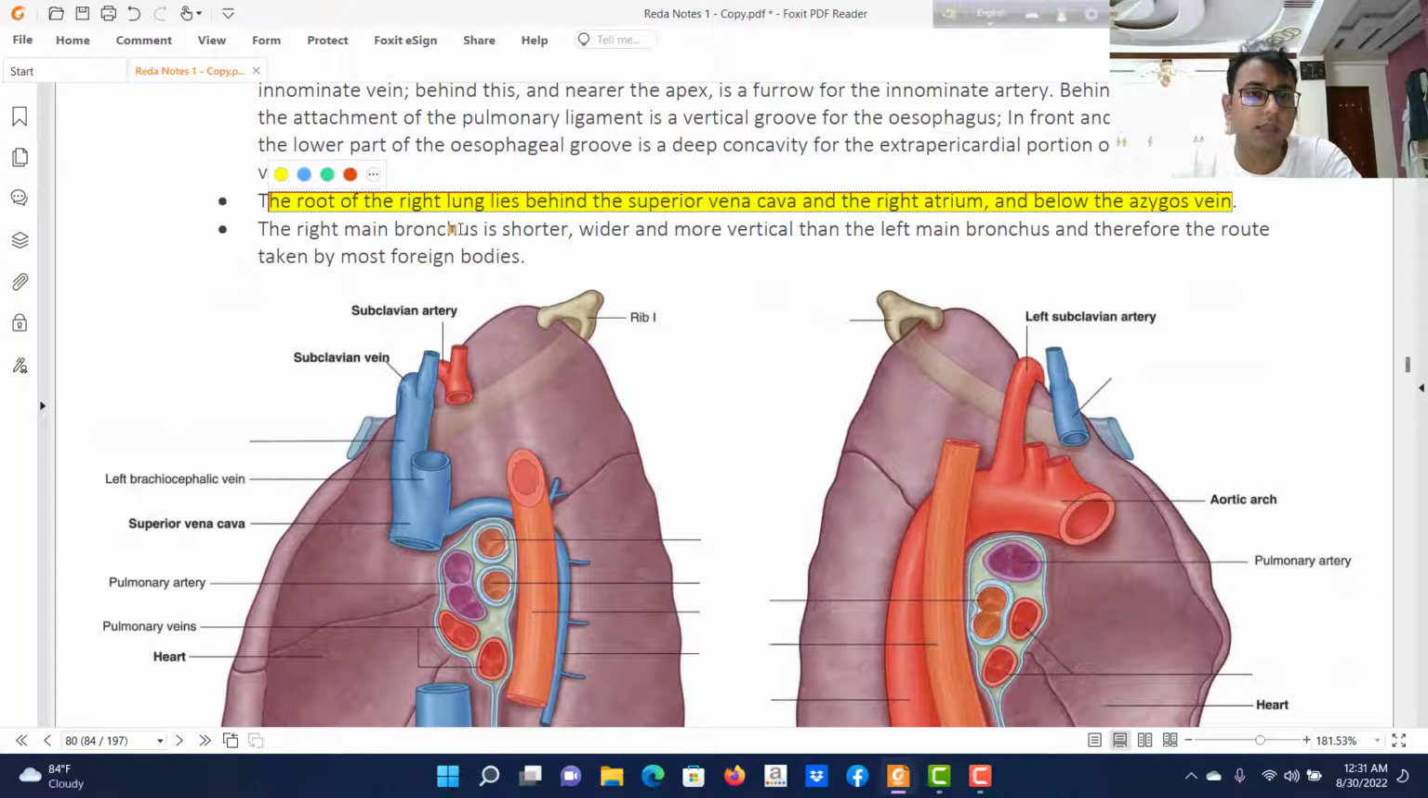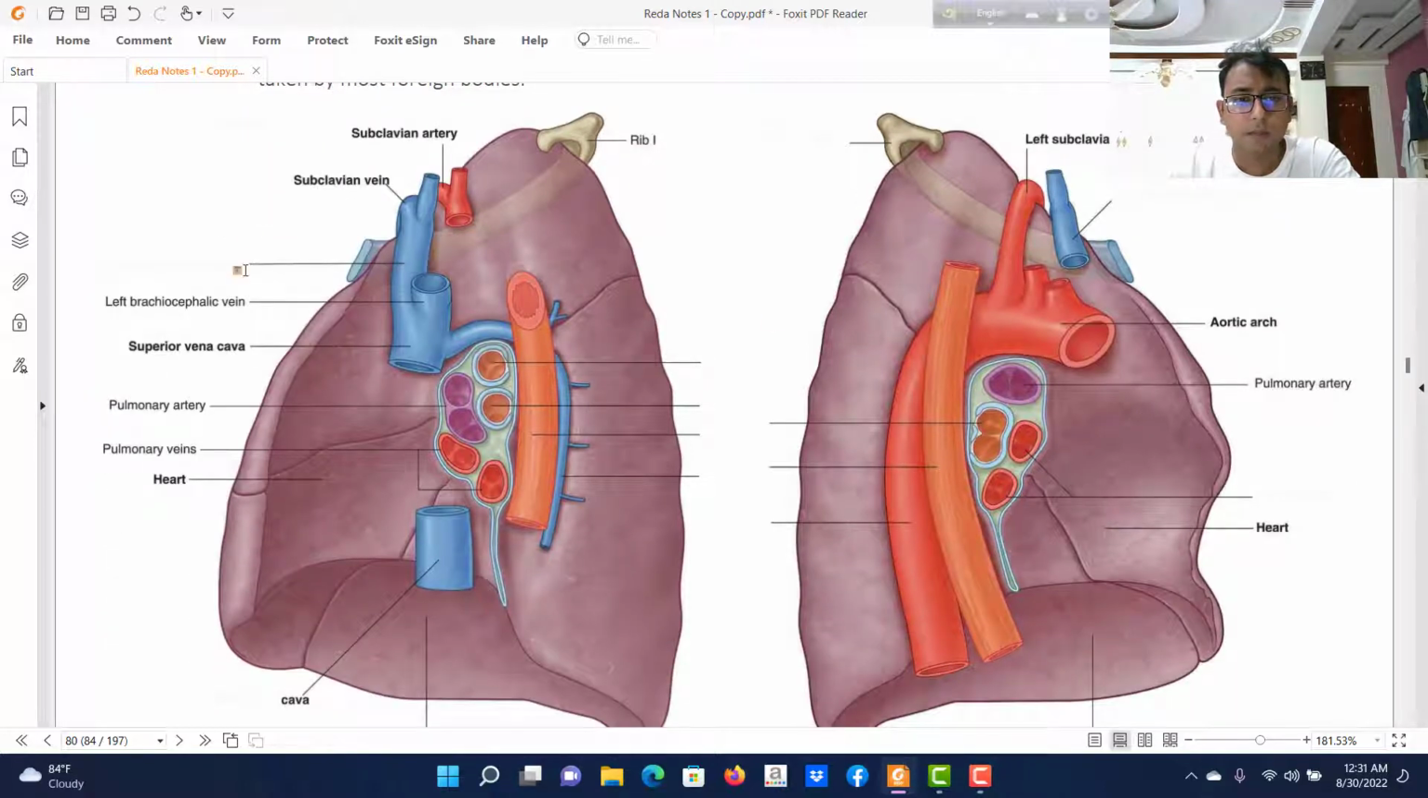So the root of the right lung lies behind the superior vena cava and the right atrium, and below the azygos vein. If you see here the relationship around the hilum, this is the left lobe. The left lobe contains the esophagus and the azygos just behind the hilum, and there are some hilum structures. These are the hilum structures, and part of the superior and inferior vena cava and some supplemental vein and artery. And in the right side, so this is the right side.